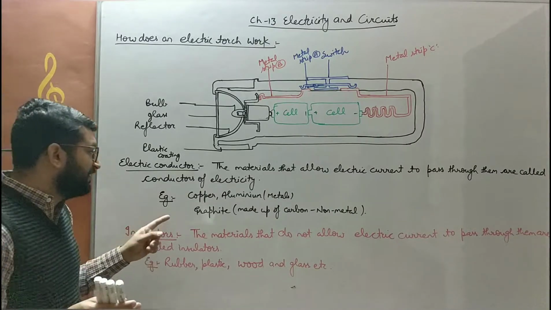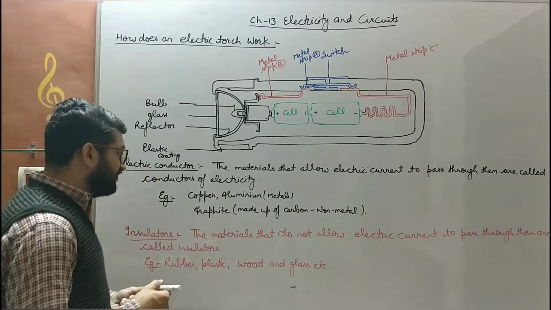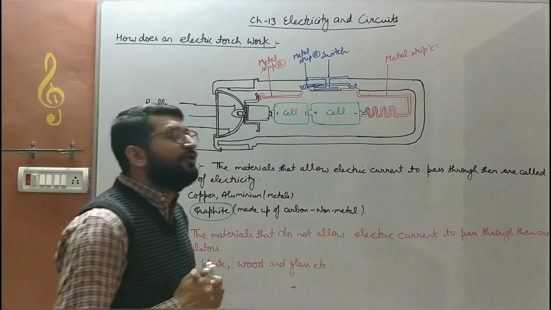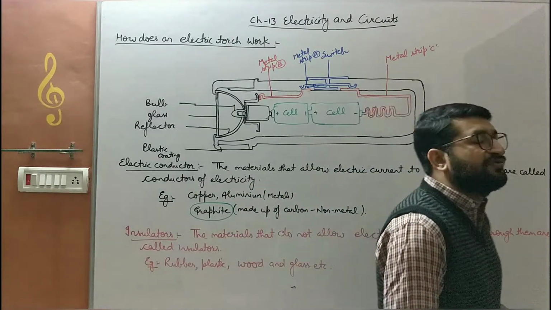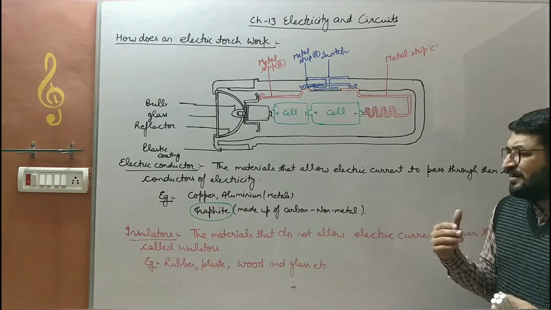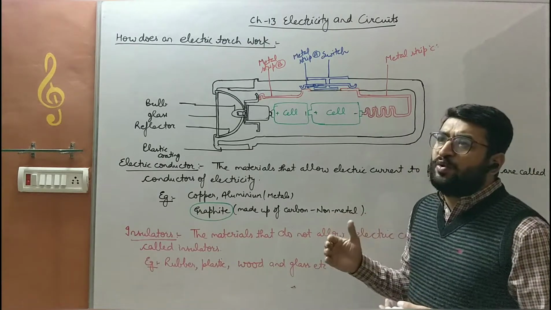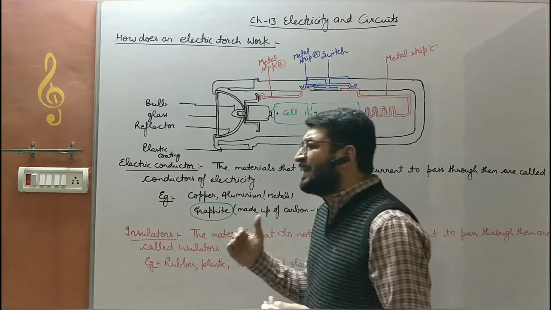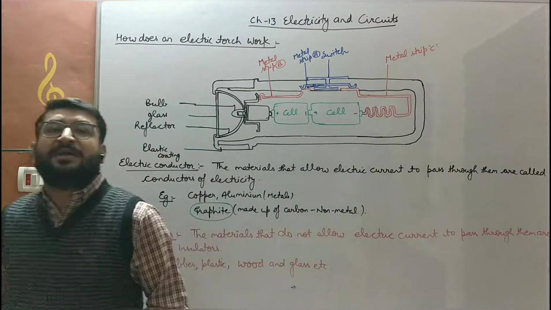Sorry, before insulators, we'll discuss an exception which is written on the board, that is graphite. Usually, non-metals do not conduct electricity. Non-metals are insulators of electricity. All the non-metals like iodine, oxygen, nitrogen, they do not conduct electricity. They do not allow the electric current to pass through them.